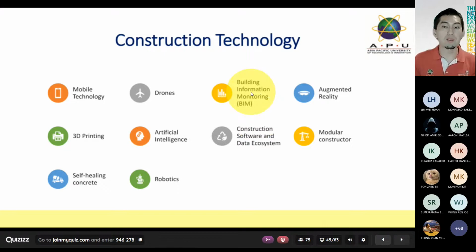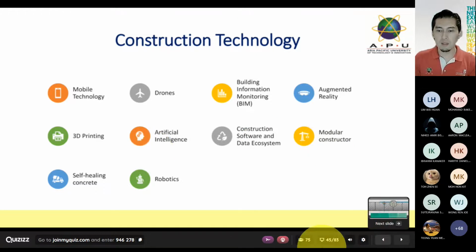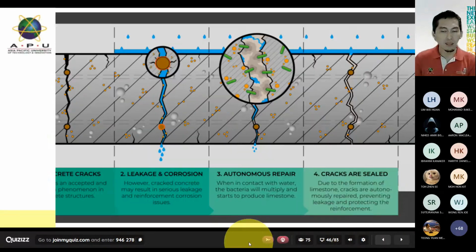Building information monitoring. Yeah. So there's a lot of aspects of construction technology now that has expanded towards how the structure is doing. Is it safe in relation to safety and security? There's aspects of AR being used as well, mainly for when you are simulating a location or area. Yeah, construction software, data ecosystem, modular construction as well. So I'm just going to show you quickly some of the examples that are being highlighted here.